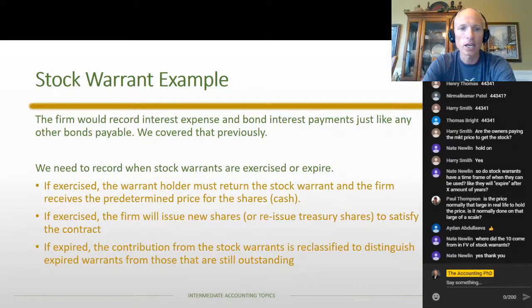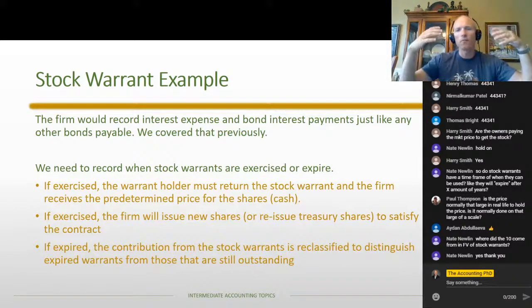And then finally, if they expired, then the contribution from the stock warrants is reclassified. So the whole idea here is thank you for your contribution for having the right, and also thank you for not exercising that right. So essentially the company gets free money because they didn't have to give them anything. They just had to give them a right, but it ended up costing them nothing in terms of shares or anything like that. But the fact is, there is a difference from an accounting perspective from a stock warrant that can still be exercised and a stock warrant that can no longer be exercised. So there's basically like a reclassification that has to happen whenever the stock warrant expires.